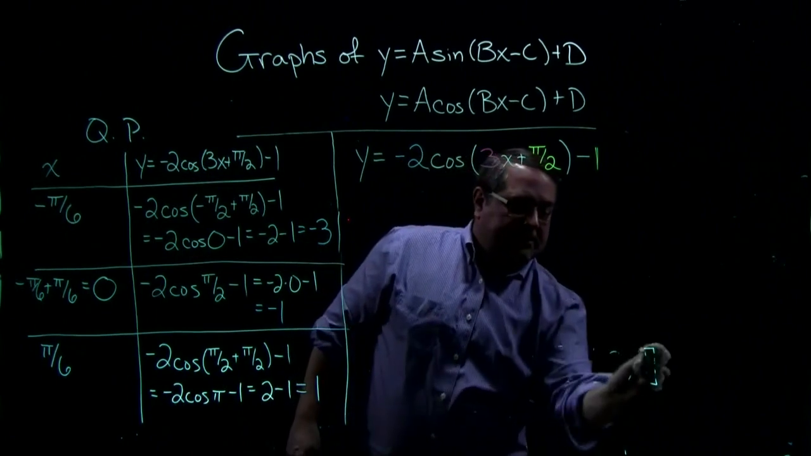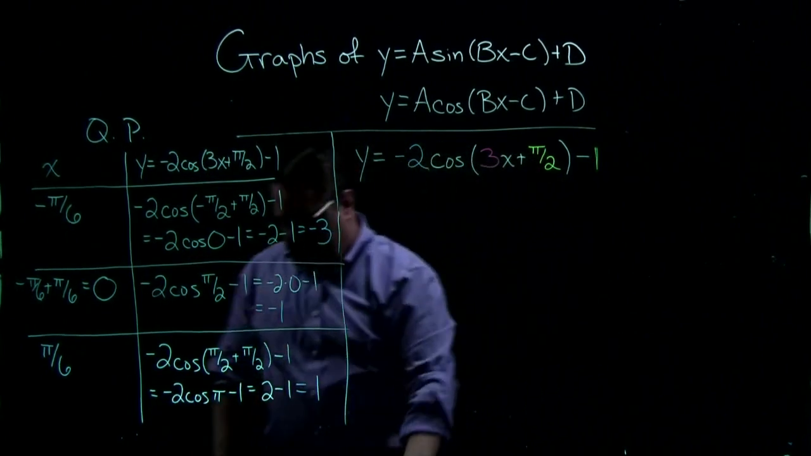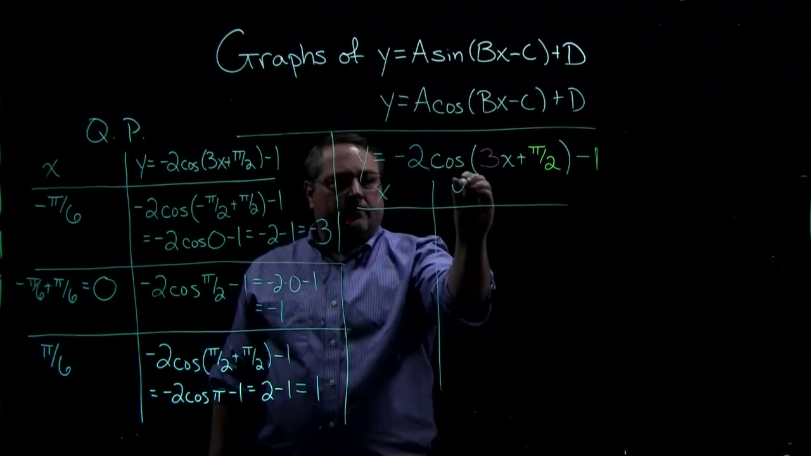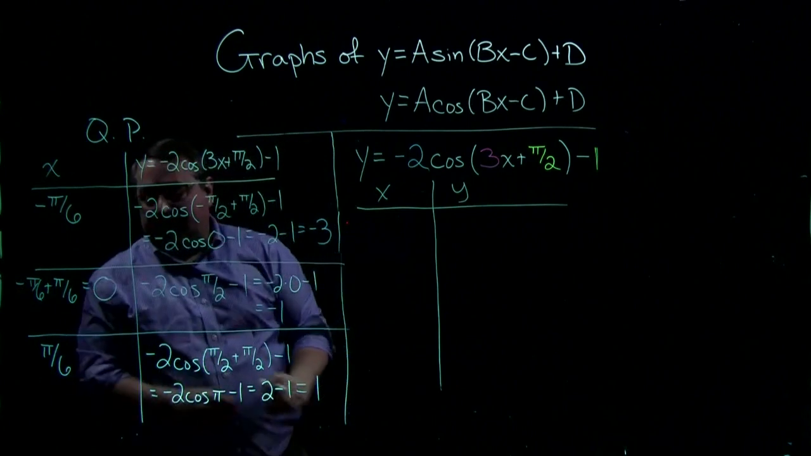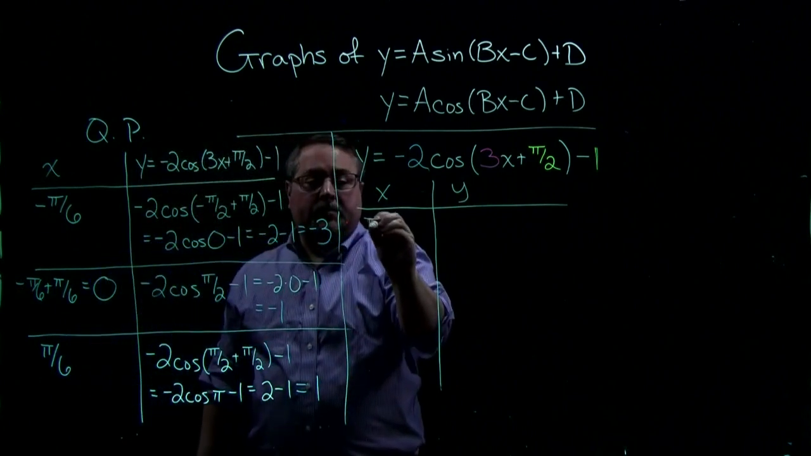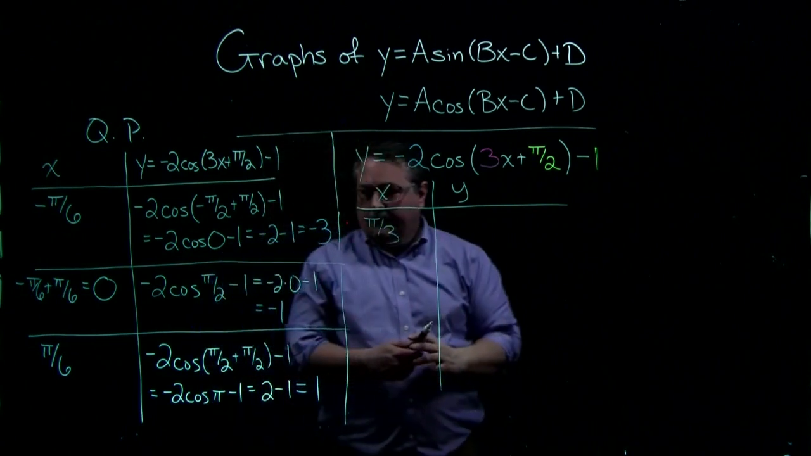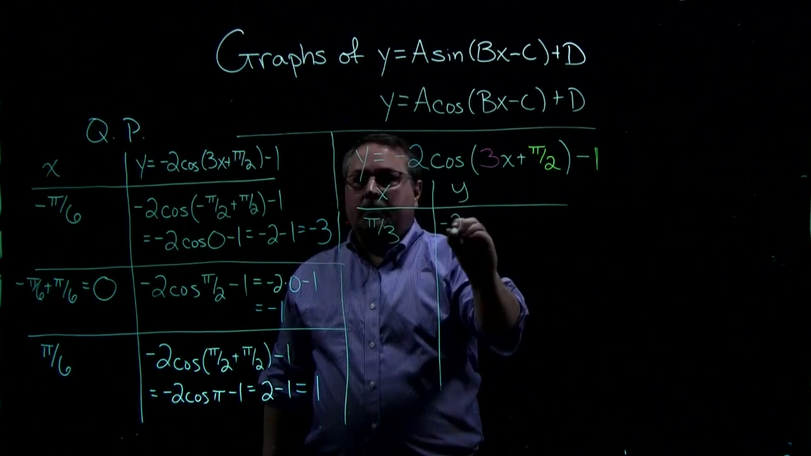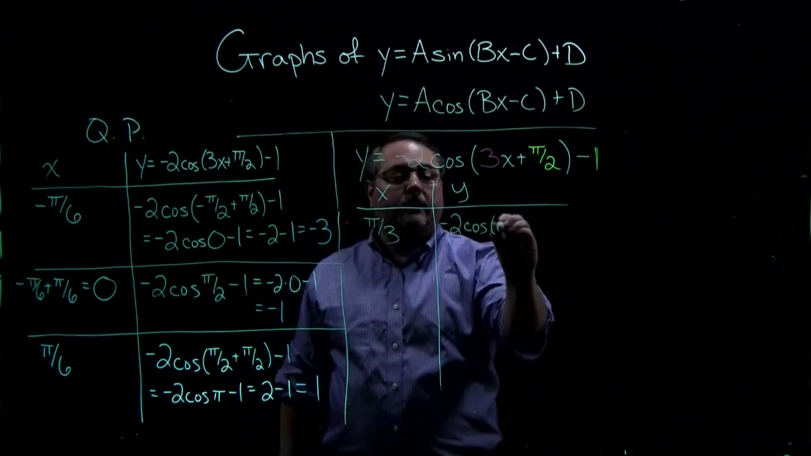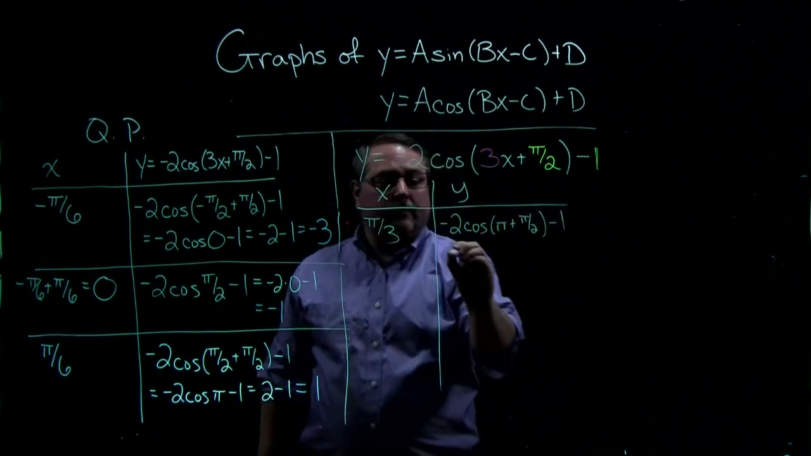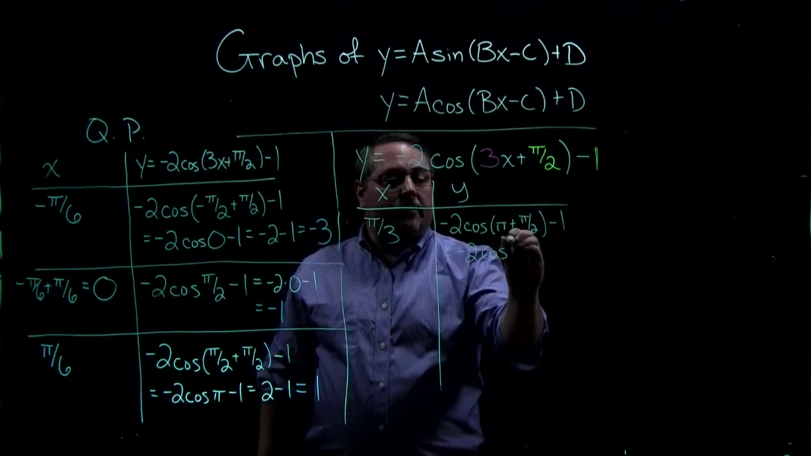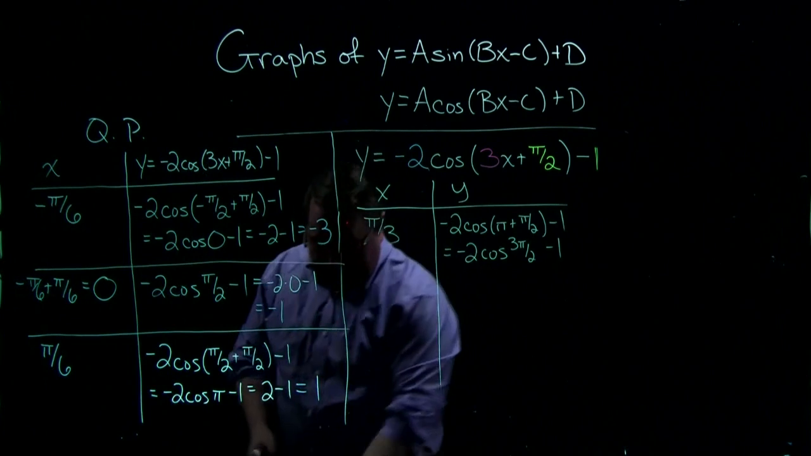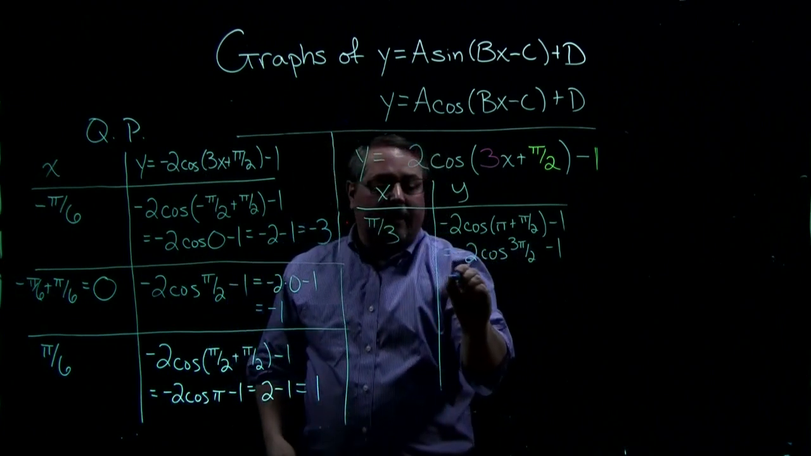Okay, then we have 2 quarter points left to do. Really, we have 1 to do because the last one should match up with the first one. So next we're going to add another pi over 6, another quarter of our period. That's going to take us to pi over 6 plus pi over 6, which is pi over 3, or 2 pi over 6. So here y is going to be negative 2 times the cosine of 3x, which will be pi, plus pi over 2 minus 1. That's negative 2 times the cosine of 3 pi over 2 minus 1. Cosine of 3 pi over 2 is 0. Okay, so we're going to have negative 2 times 0 minus 1, which is negative 1.